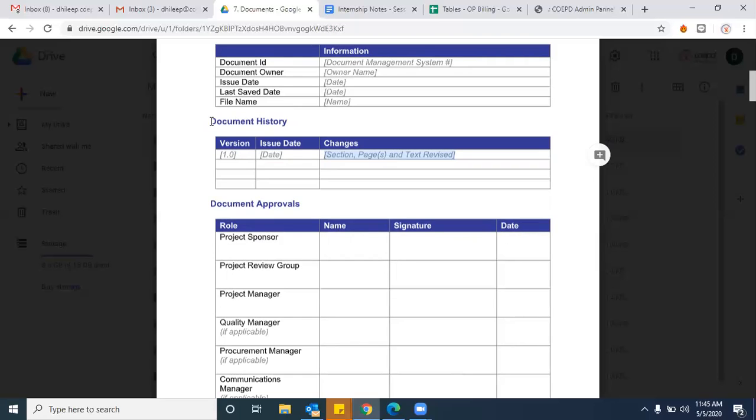The same document history you need to maintain for every document going forward, even for BRD, even for FRD, everything, even SRS, even project closure. Am I clear? Okay.